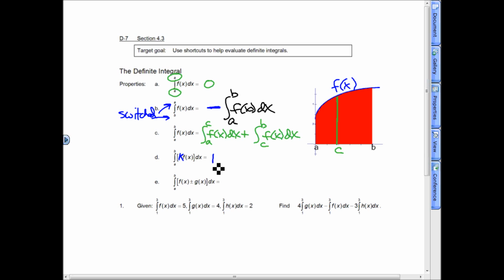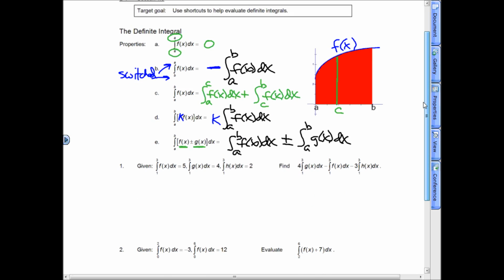Part D, we've got this extra constant there. If you want to, you can always take that constant out in front of your integral from a to b of f of x dx. And in part E, I see two terms. That means you can rewrite your integral as the integral from a to b of f of x dx plus or minus, whatever fits in the problem, the integral from a to b of g of x dx. More than one term means more than one potential integral, if you want to look at it that way.